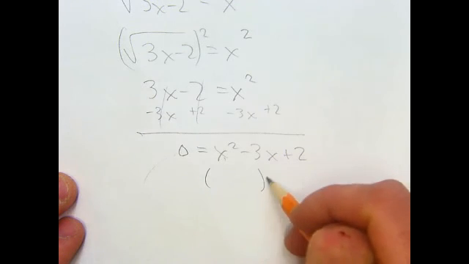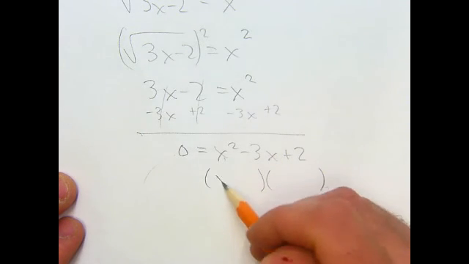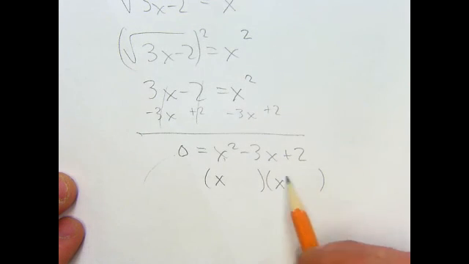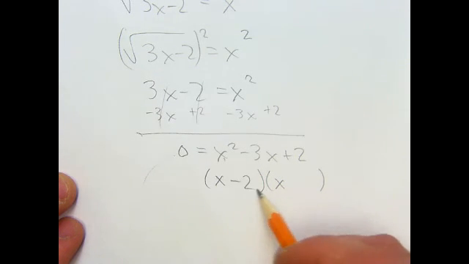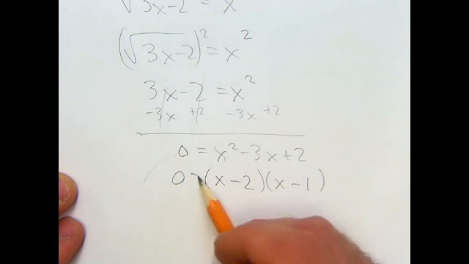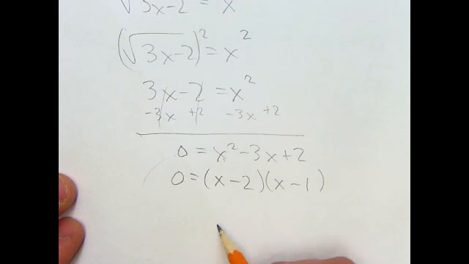This factors. Multiplies to 2, adds to negative 3. It's going to be a negative 2 and a negative 1. Okay, so then the two solutions are actually x equals 2 and x equals 1.